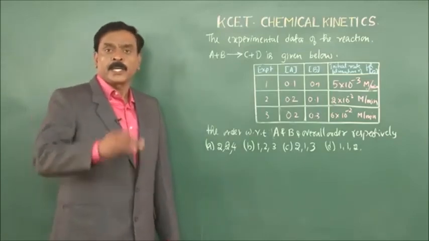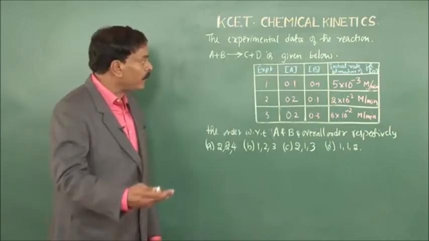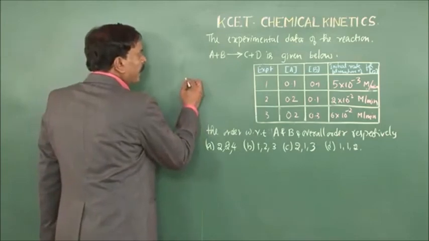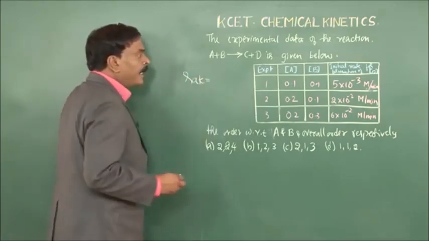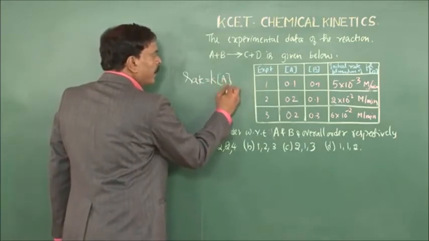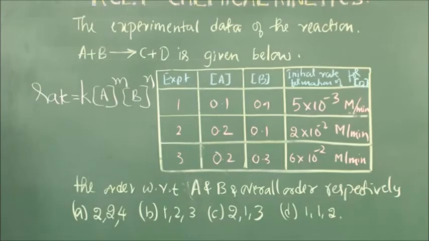Next step, you can keep the concentration of say B constant and vary that of A. Finally, you have to set up the experimentally determined rate equation. Let us say the rate equation is of the form rate is equal to K into concentration of A to the power M into concentration of B to the power N, where M is the order of the reaction with respect to A, N is the order of the reaction with respect to B, and overall order of the reaction is m plus n. So how do we determine m, n and m plus n for this reaction?